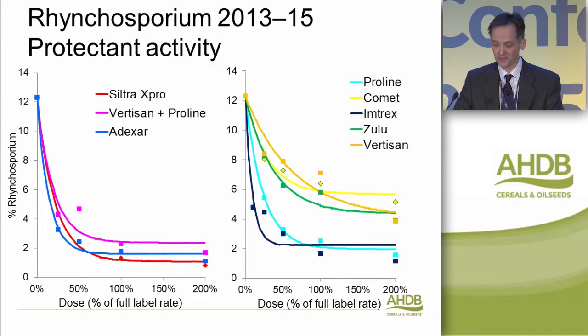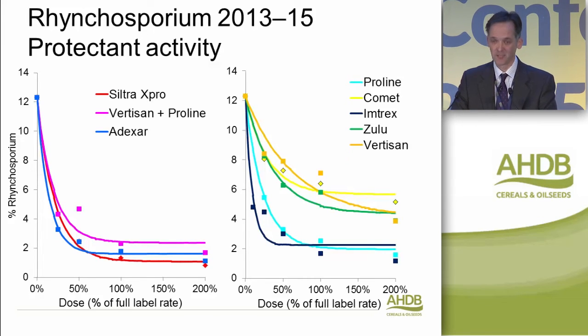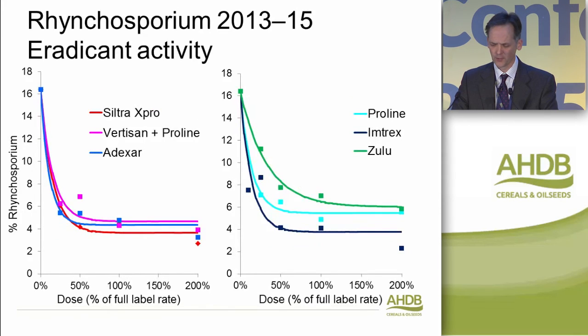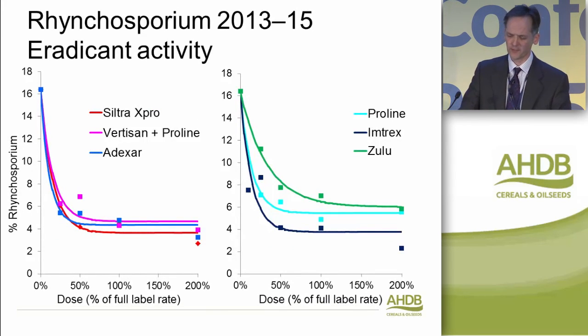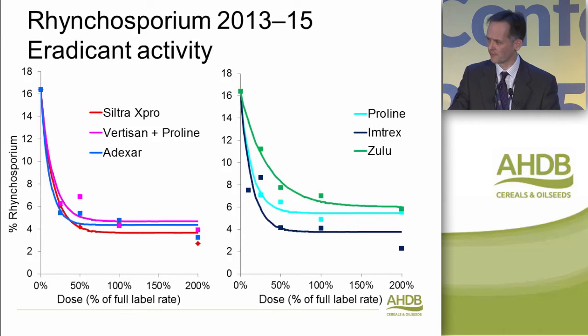Look across 3 seasons, it's a very, very similar picture. We can actually include Vertizan and Proline when we look across 3 seasons, and that mixture compares very similarly to what we've seen from the other SDHI mixtures in there. If we look at eradicant data over 3 years, we had a little bit of information from 2015, but we've grouped that together to give you a rounder average.